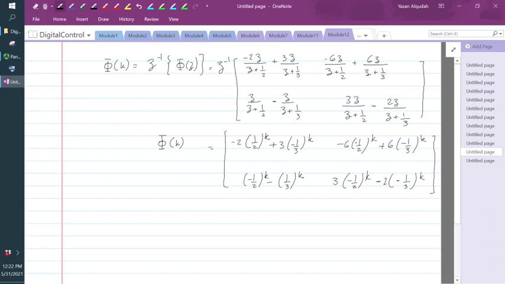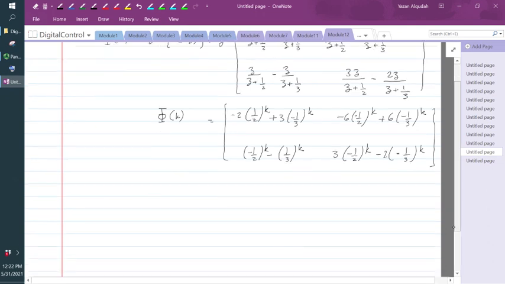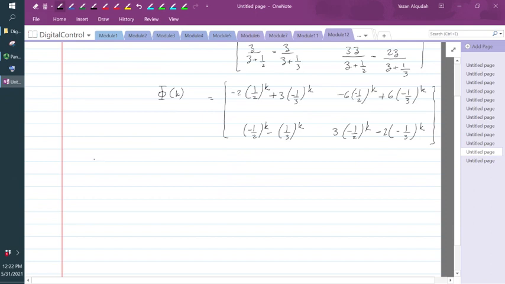And all of this is multiplied by u of k, for k greater than or equal to 0. Okay, so this is our state transition matrix. Now let's say that we have an input. So continuing on this example, consider the input u of k equal to negative 1 to the k, multiplied by u of k.